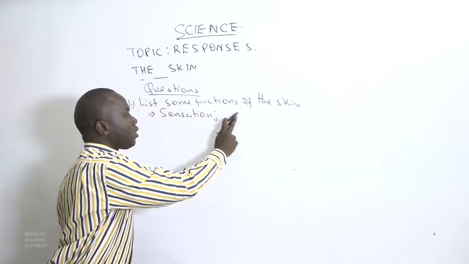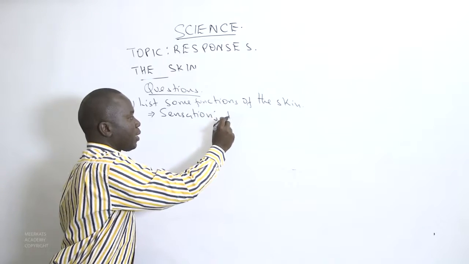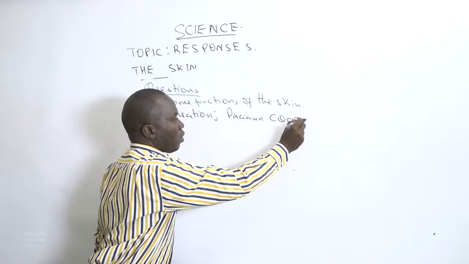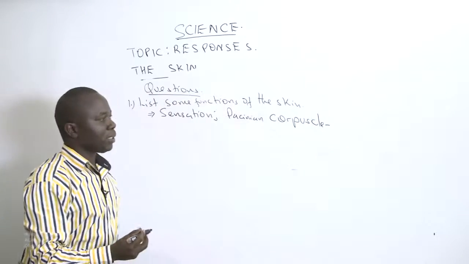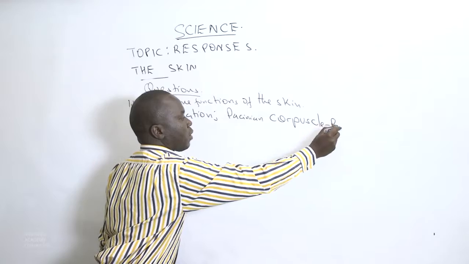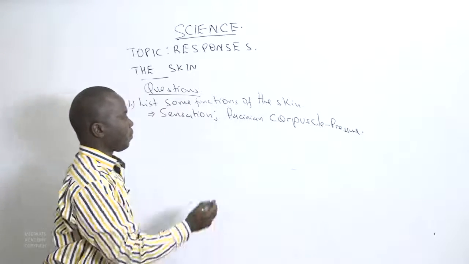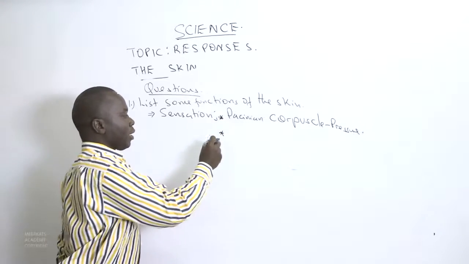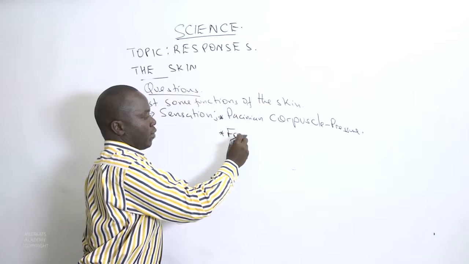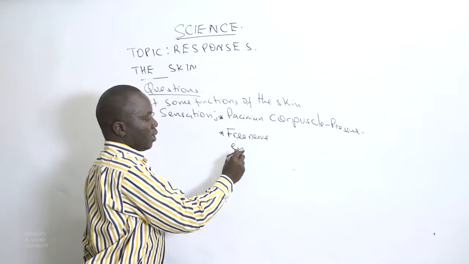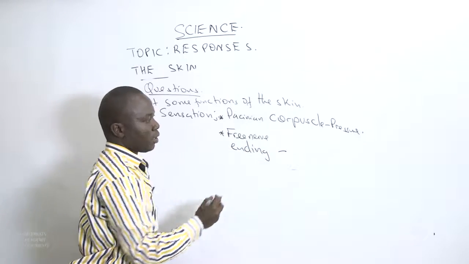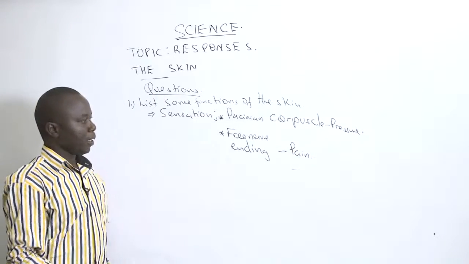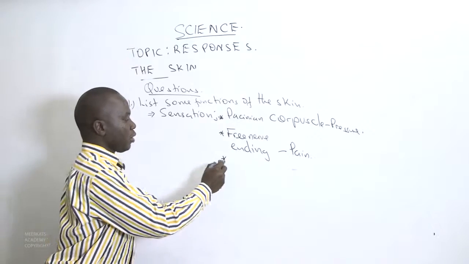We have mentioned, for instance, the Pacinian corpuscle. We have said the Pacinian corpuscle is the one that detects pressure. We have also mentioned other parts like free nerve endings. Free nerve endings detect pain.